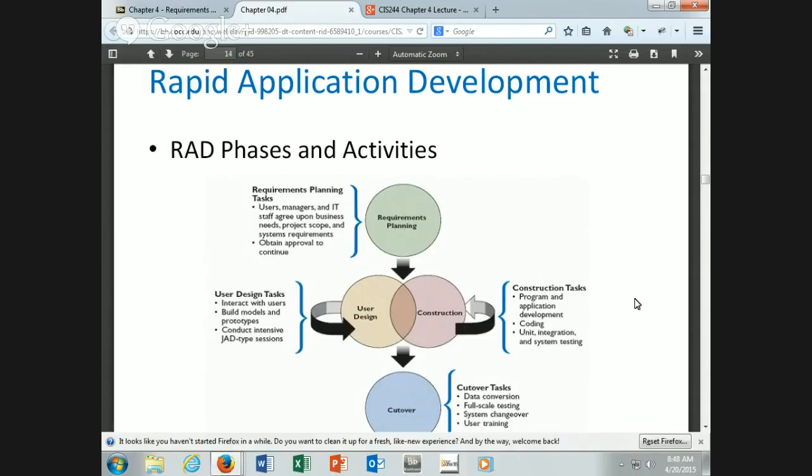So RAD phases, requirements planning, we get into user design, construction, we just start iterating, and finally, at some point, we do a cutover if we're cutting over from an existing system. If we're not, then that's just implementation of the system. When do we convert data? When do we do our testing? When do we change over?